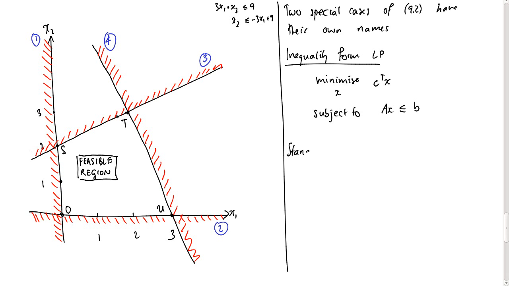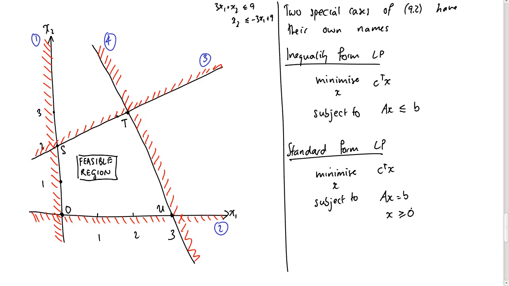The other special case is what we call Standard Form LP. This one looks like: minimize over x, c transpose x, subject to a set of equality constraints and a set of non-negativity constraints.